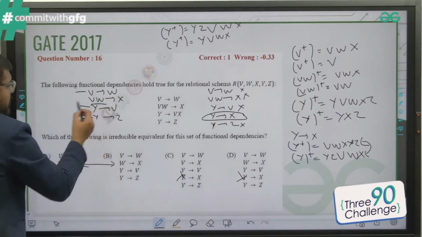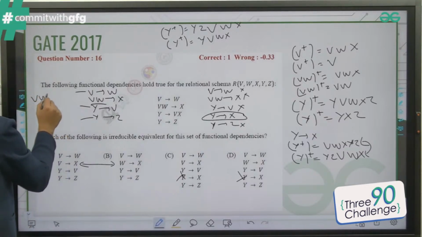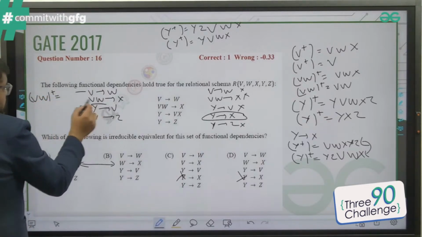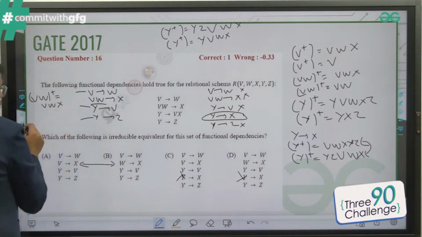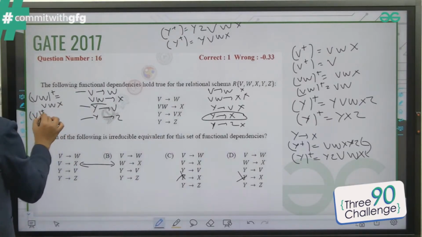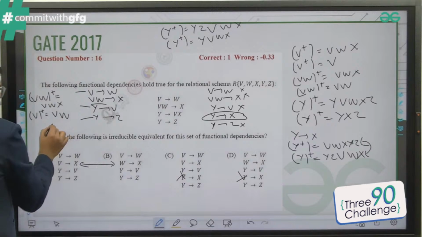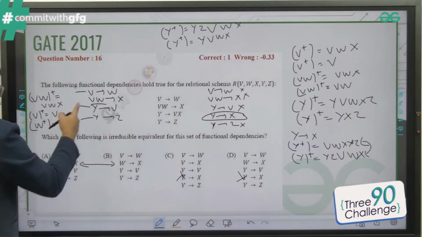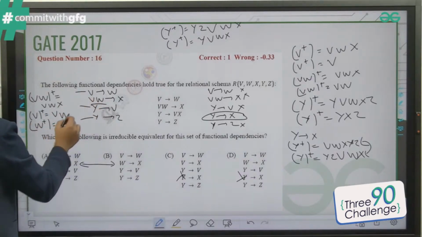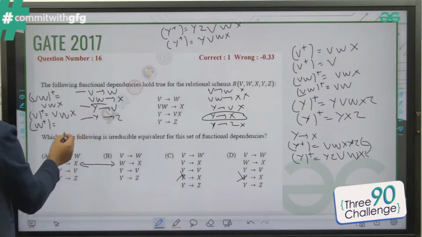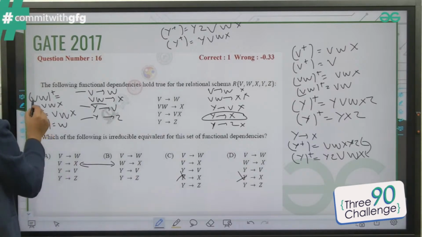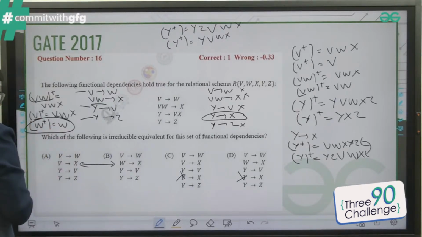So how can I find left hand redundancy? I will find VW plus. VW plus is VWX, right? What is V plus? V plus is VW, and once you have VW you can also get X, right? And what is W plus? With W you can get only W, right? So V plus is the same as VW plus. It means W is redundant. If W is redundant, we can remove it, so your answer would be A.